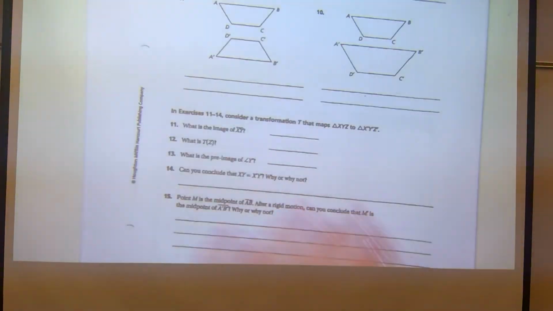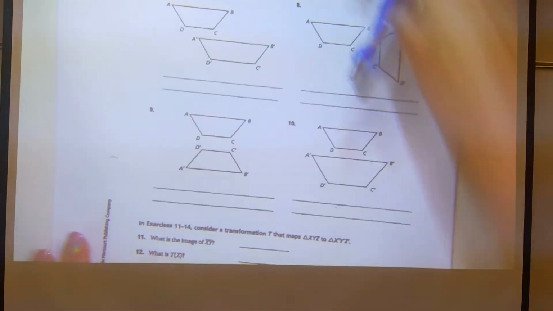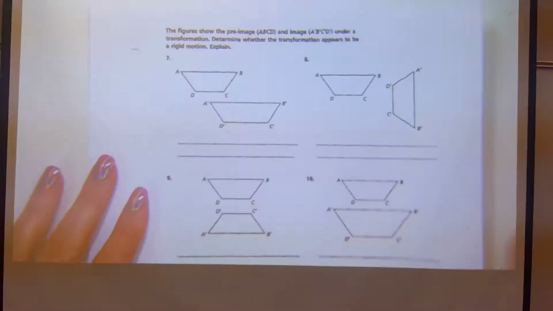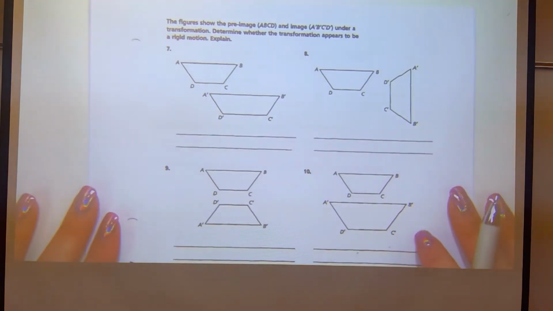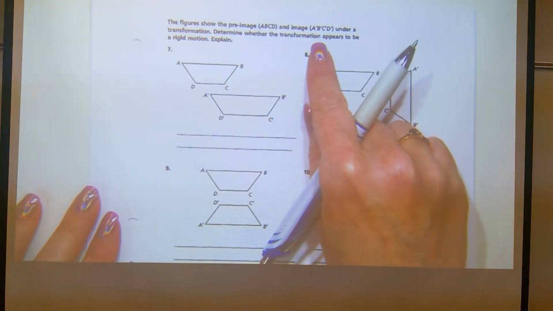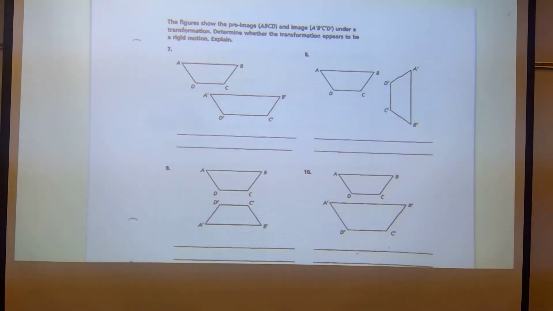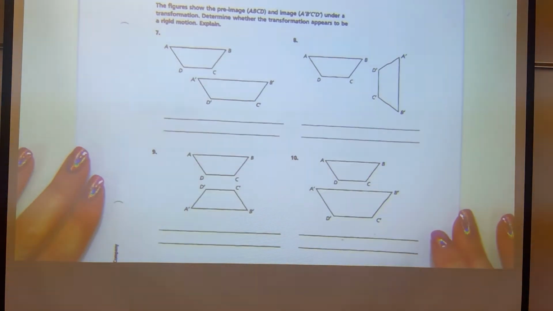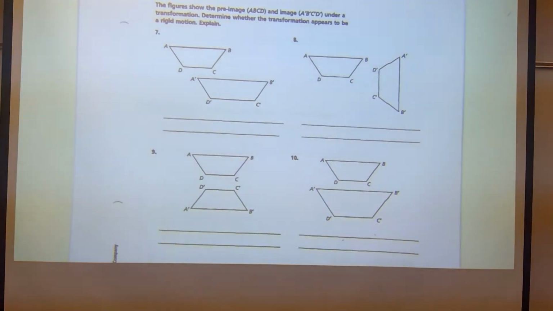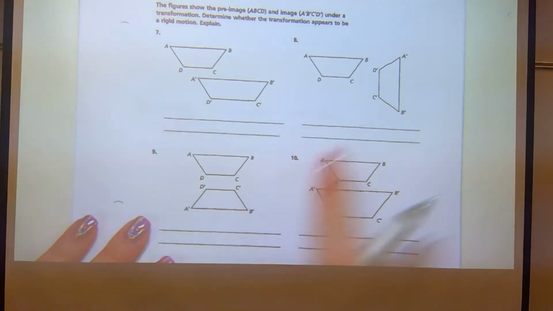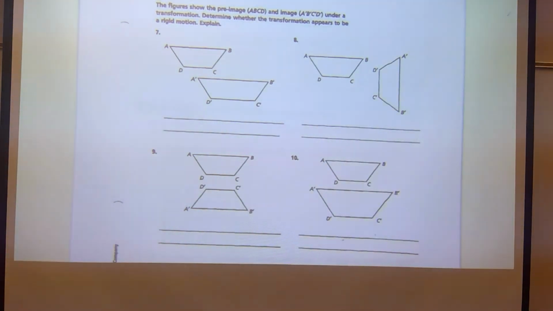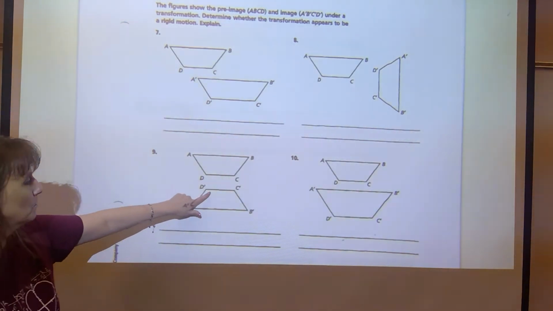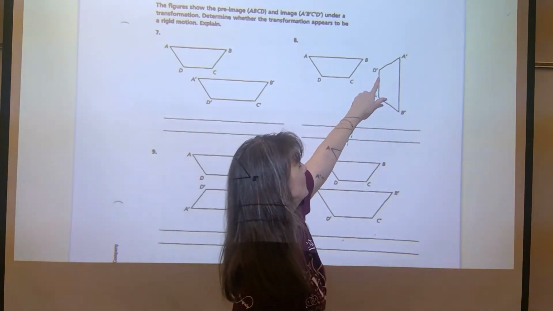Okay, page 39. We have a pre-image, A, B, C, D, and its after image, A prime, B prime, C prime, D prime, under a transformation. Determine if the transformation is a rigid motion or not. Well, hopefully by looking at these, you have grasped the definition of rigid. Forgive the way the copier copied that over. There's not supposed to be a bump and a break in those sides. These should all be straight sides.